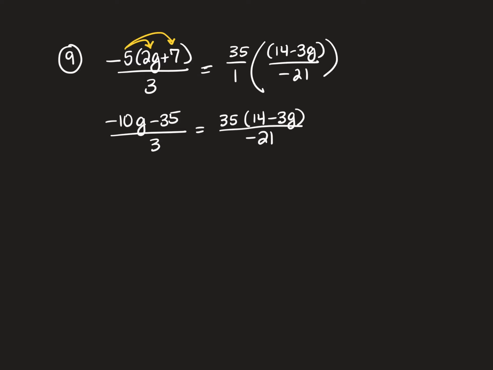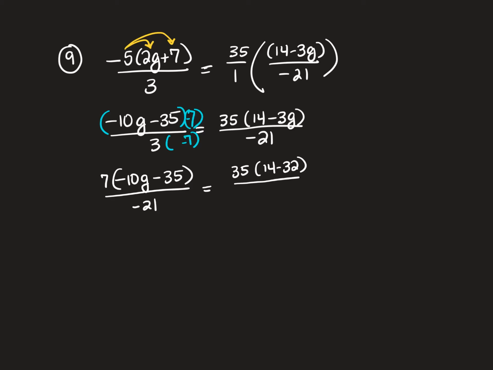So what that tells me is I could do a couple of things. And I'm going to show you the long way to do this, and then there's a shorter way you could do this as well. So what I'm going to do is I'm actually going to get a common denominator here. So I'm going to multiply this fraction, top and bottom, by 7. So when I do that, I have negative 10g minus 35. Now I'm going to multiply all of that by 7 in just a second here, equals 21. And you know what? Let's multiply by negative 7 so that I get negative 21. So it's the same as the other fraction. And then equals 35 times 14 minus 3g over negative 21.